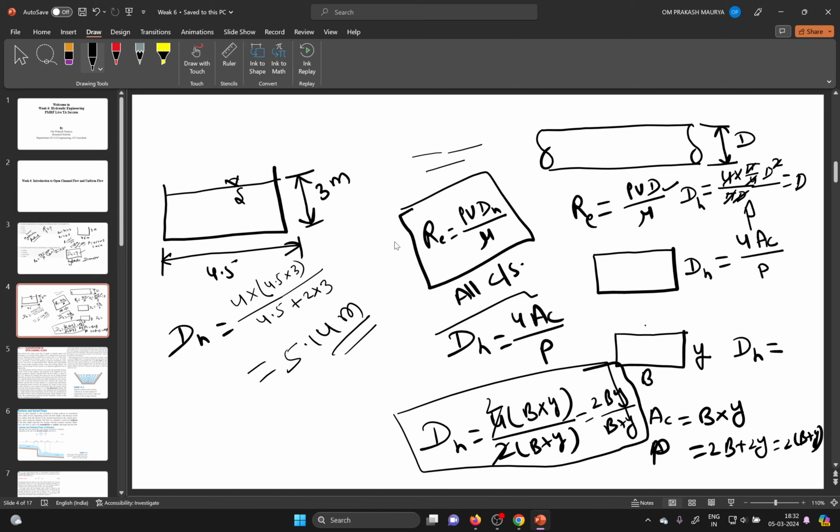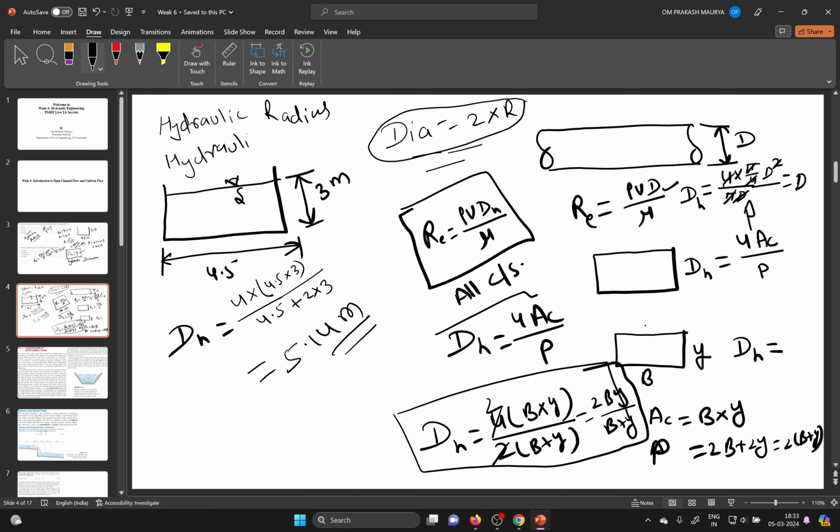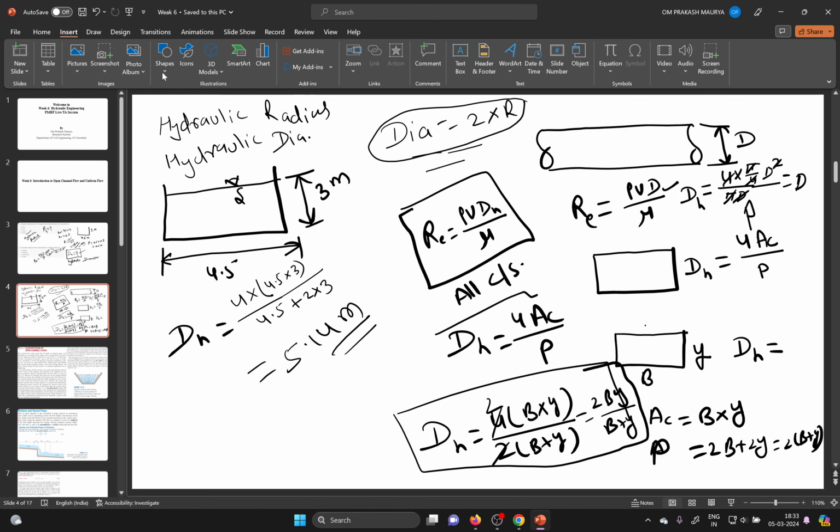Now, one relation between the hydraulic diameter and hydraulic radius. Generally, we know the radius and diameter relationship: diameter is equal to 2 times radius, generally in geometry. But here we are talking about the hydraulic radius and hydraulic diameter. Now let me discuss on the new slide. What is the relation?